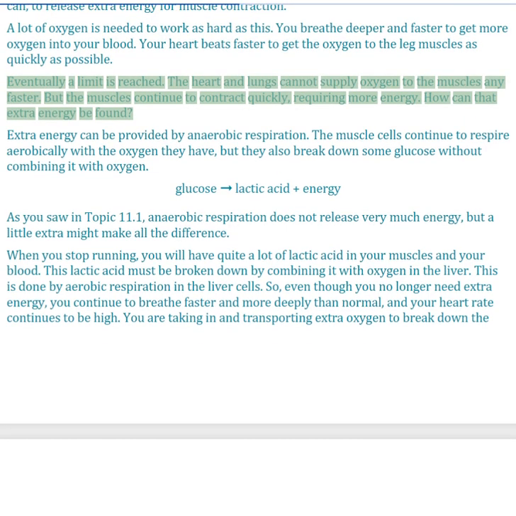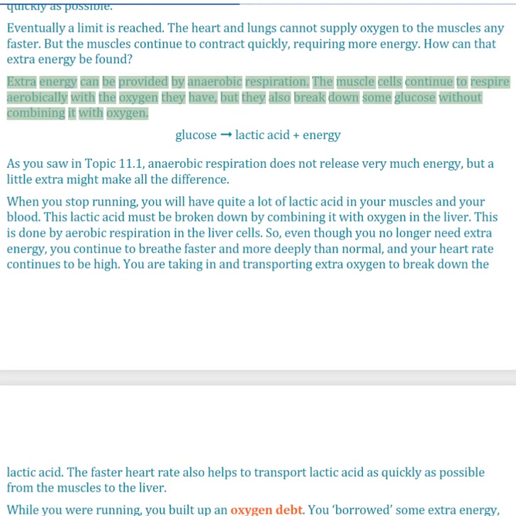Eventually a limit is reached. The heart and lungs cannot supply oxygen to the muscles any faster. But the muscles continue to contract quickly, requiring more energy. How can that extra energy be found? Extra energy can be provided by anaerobic respiration.